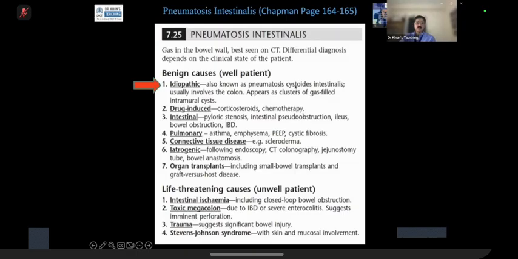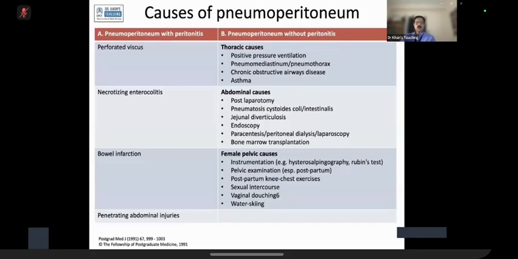Also known as pneumatosis cystoides intestinalis, it usually involves the colon. But I have seen quite a few patients with small bowel involvement, and this is one of them which I showed you. It appears as a cluster of gas-filled intramural cysts. What is the pathology? The pathology is for unknown reasons. That is why we call it idiopathic. There is a cluster of air-containing cysts in the wall. Please also remember that this is a differential diagnosis. Take a screenshot of this. This is quite an old reference, 1991.